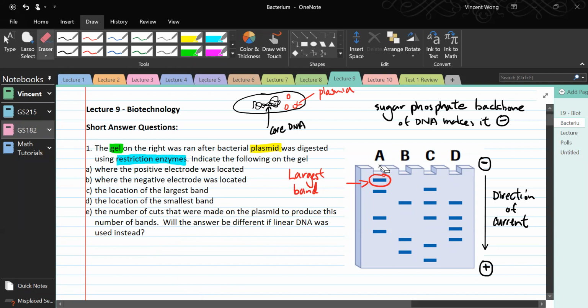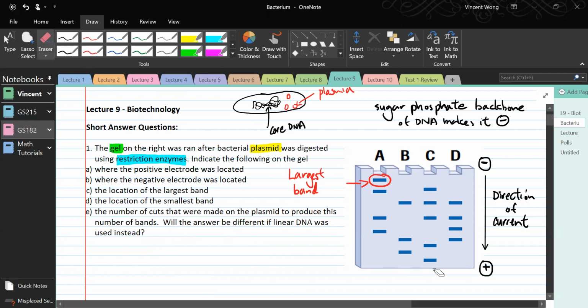All right, and just to refresh your memory, these are called lanes, right? So we have 4 lanes here, and we would load the DNA sample at the top here in these wells. And then once we apply the current, let it run for like half an hour or something, the DNA will separate.